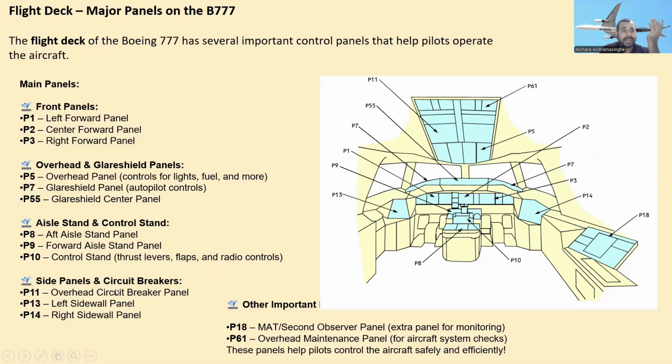And the side panels and circuit breakers: P11 here is the overhead circuit breaker panel. And P13, yeah, P13 is here, the left sidewall panel, and P14 is the right sidewall panel. And the other important panels you can see: P18 is the second observer panel, an extra panel for monitoring, and P61 is the overhead maintenance panel for aircraft system checks. These panels help pilots control the aircraft safely and efficiently.